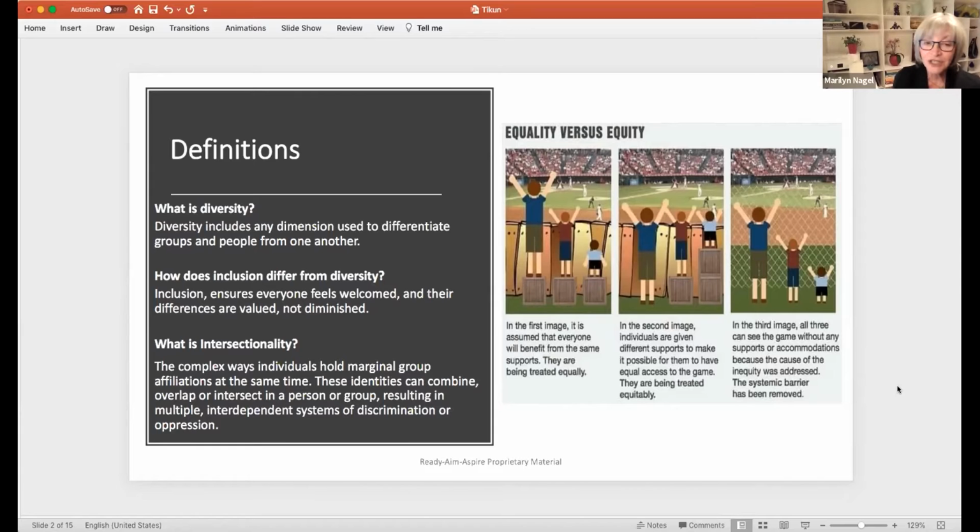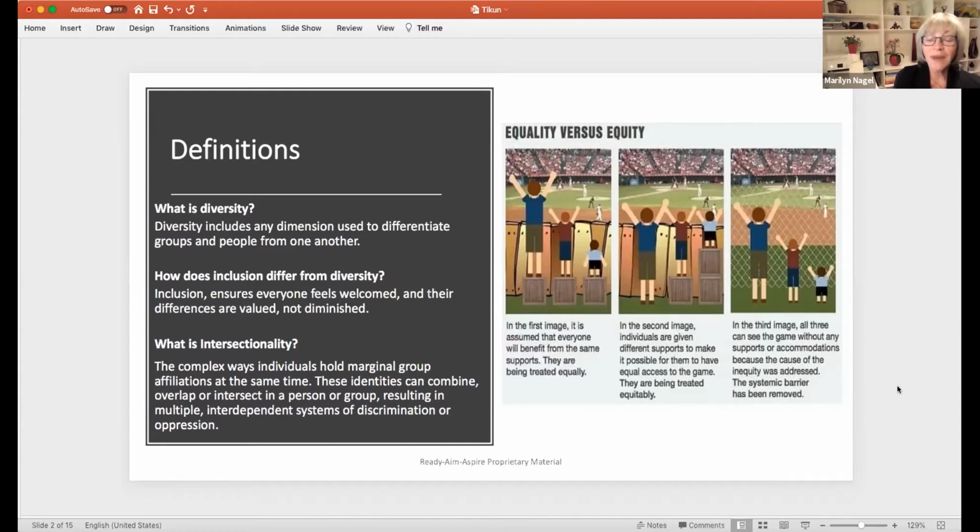And then we thought it would be important for you to understand intersectionality, especially as we start talking more about Jews who are of color and all that's going on in our world today. The concept was really introduced not long ago by Professor Kimberlé Crenshaw, and it talks about the complex ways each of us holds marginal group affiliations at the same time.